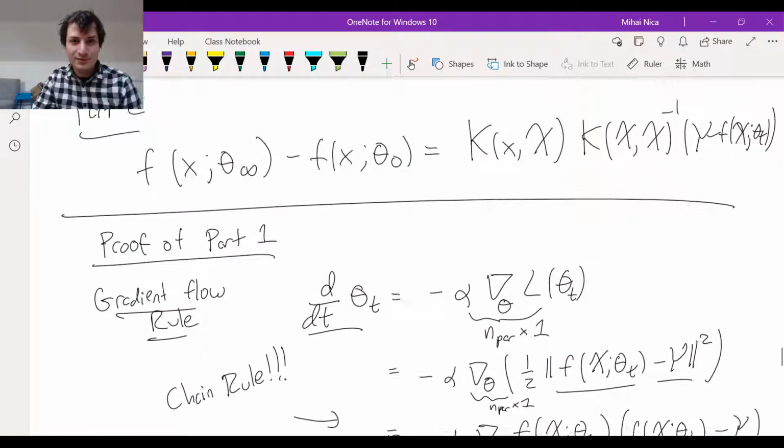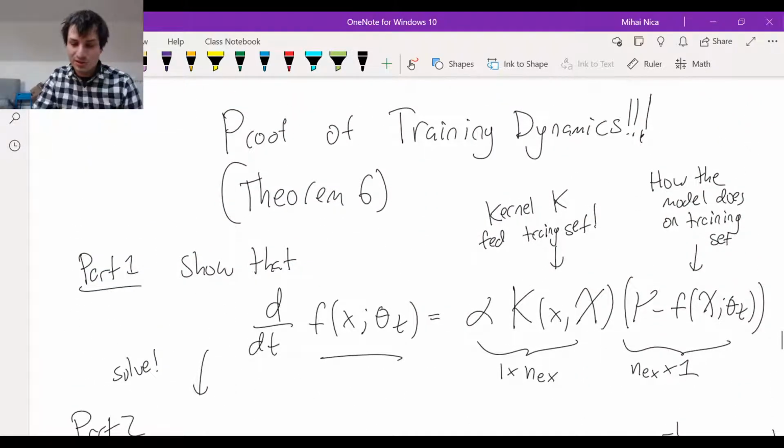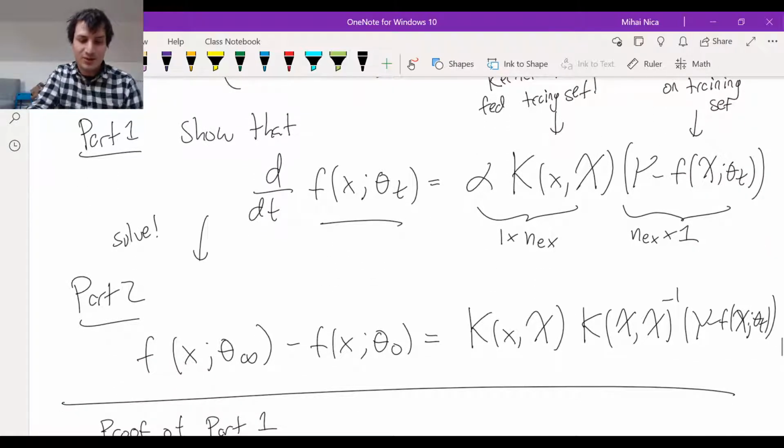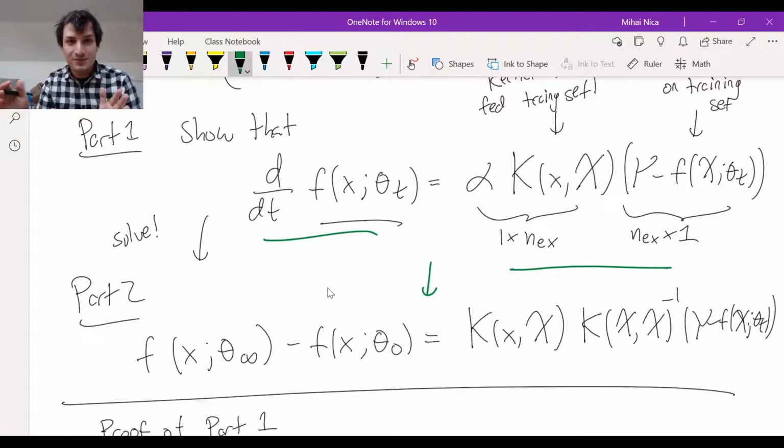So that's part one. Part one is showing that we satisfy this equation. And again, you can read the notes as well. Part two is to solve it, and I'll do that in a separate video. We're going to go from this thing to this thing. This is like solving a differential equation. If you took a class on differential equations, you might need to refresh your notes from that.